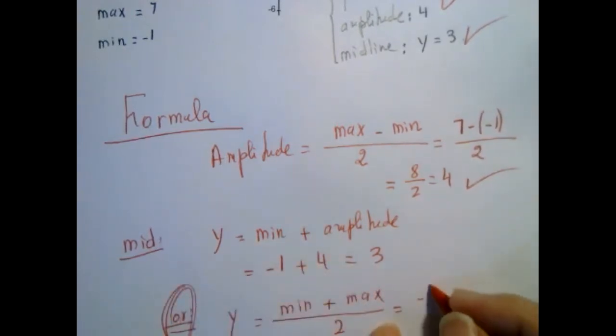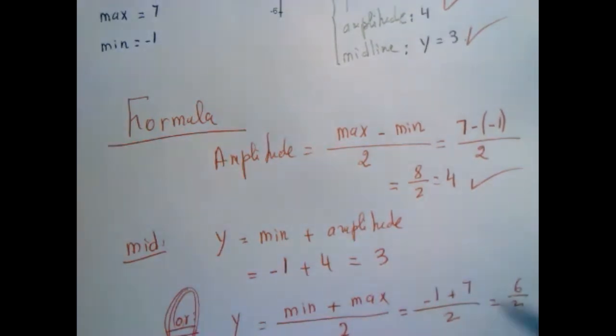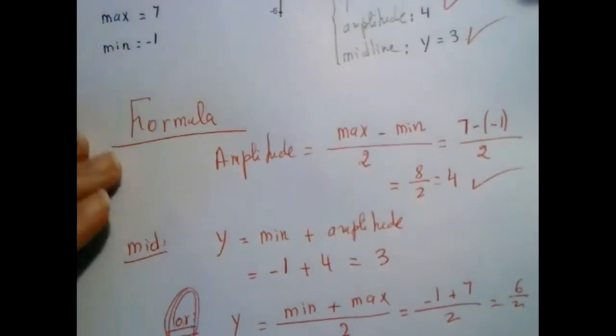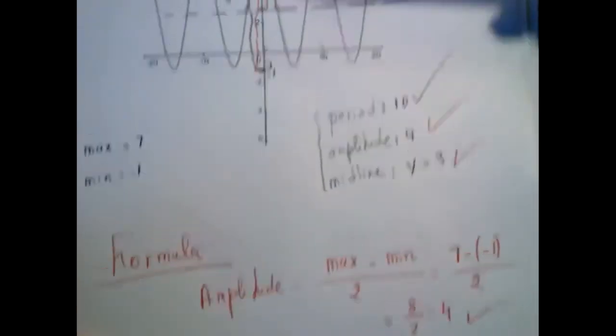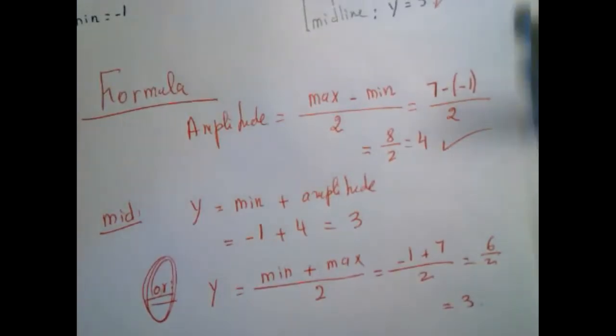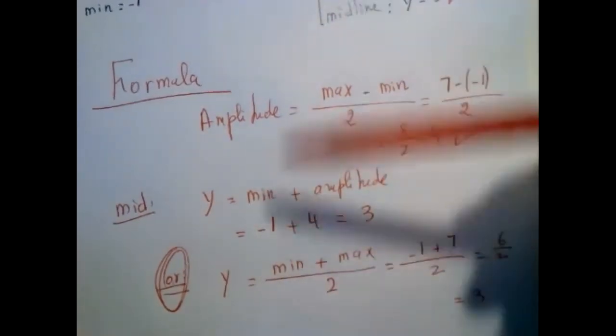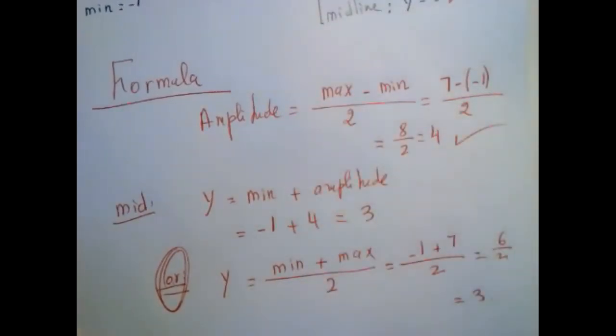So the minimum is -1. The maximum is 7, divided by 2. 6 over 2 is, of course, equal to 3. So to find the midline, you can either eyeball it the way we've done it, or you can use those formulas if you like. It's up to you. It's nice to use them to check that what we did is absolutely correct.